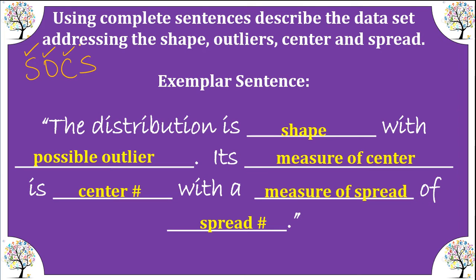Then we're going to determine which central measure we're going to use, depending again if there is an outlier. And then we're going to give the value of that measure, either the mean or the median. And then lastly, we're going to describe the spread of the data. We're going to use MAD if there is no outlier. We're going to use the IQR if there is an outlier.